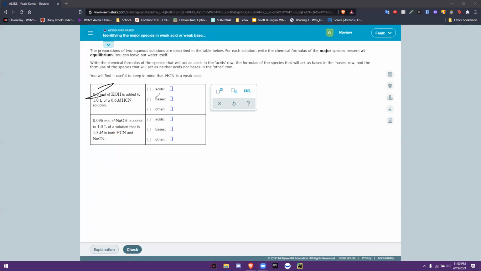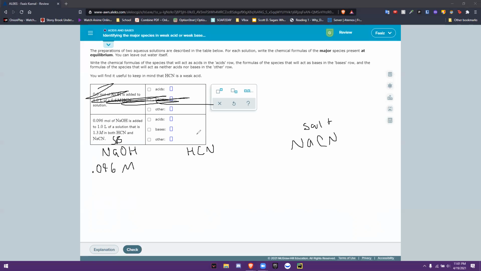All right, now for the second one. So again, you list what you have first. 0.096 moles of NaOH in 1 liter, which is just 0.096 molar. You also have HCN and you have NaCN. If you want, you can label these first, or if you just know what they are, then you just go off which one dissociates and which one doesn't. So this is a strong base, this is a salt, and this is a weak acid.